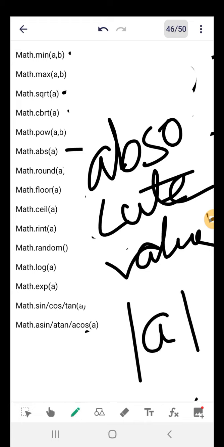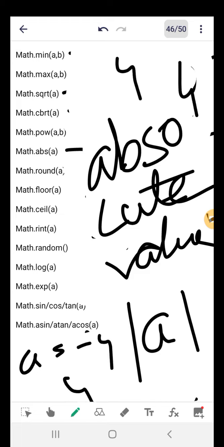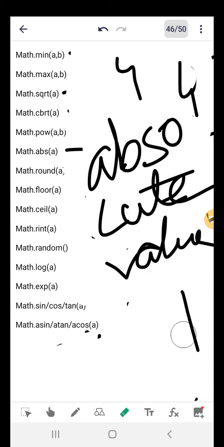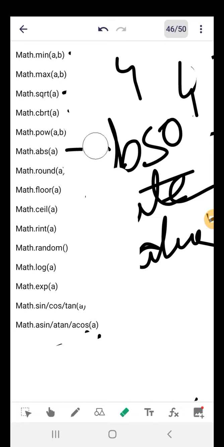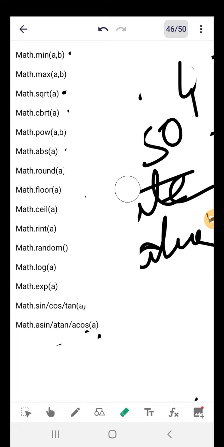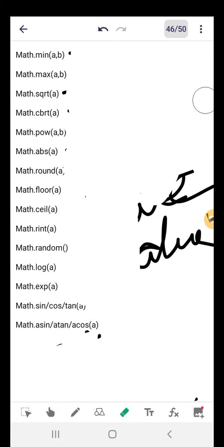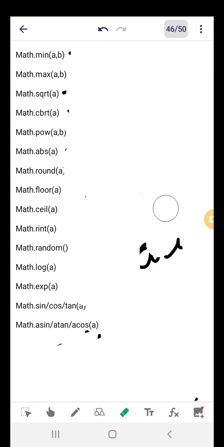For example, if A is equal to -4, it will return 4. If A is equal to 4, then it will also return 4. It returns just the magnitude, not the sign. If it is positive, there is no sign, but if it is negative, it will return the value without the minus sign. It will just return you the absolute value. Mat.abs is used for that.